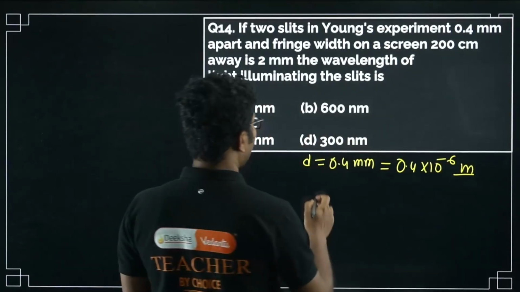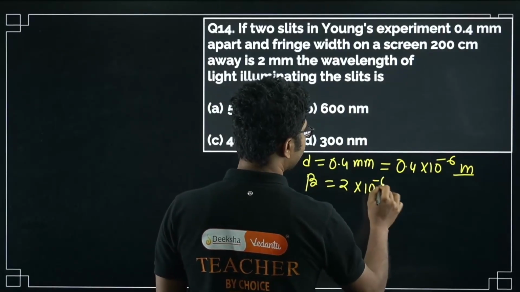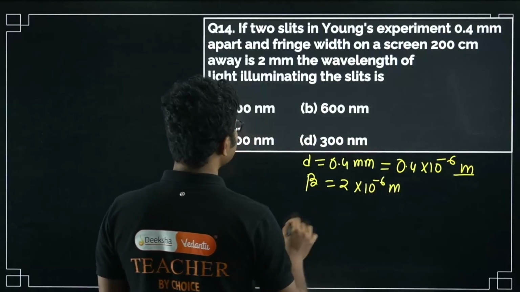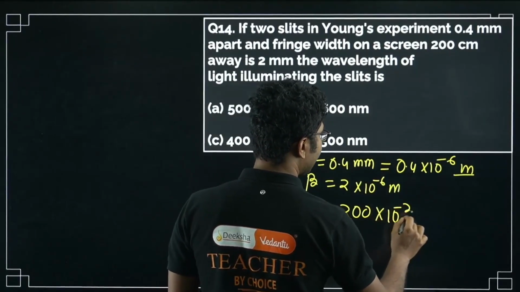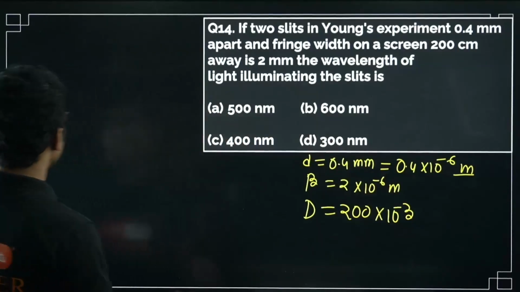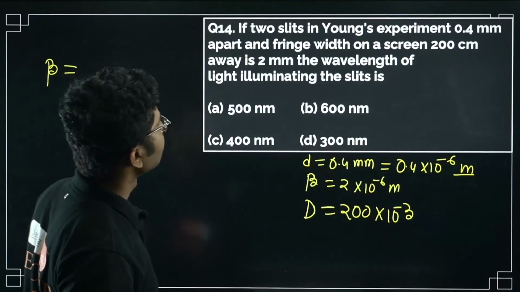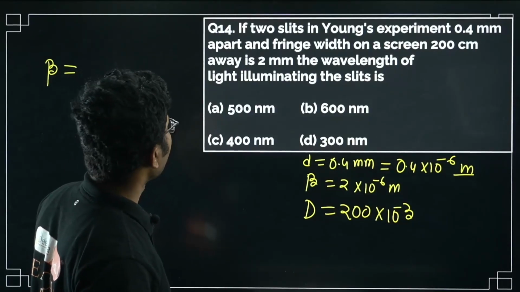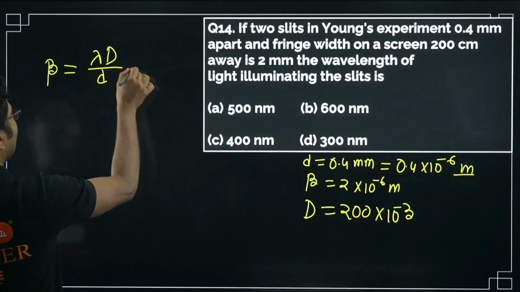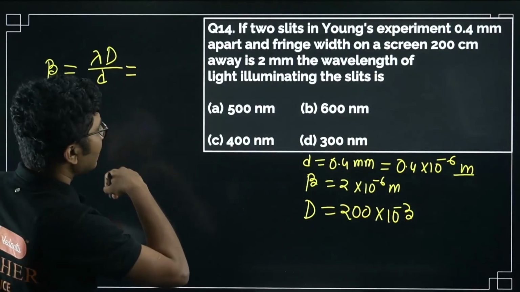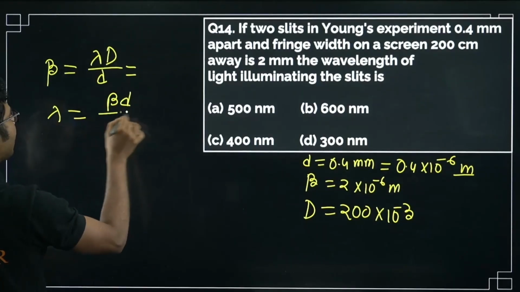Fringe width is 2 millimeter, again 2 into 10 to the power of minus 6 meters, and distance is 200 centimeter, that is 2 into 10 to the power of minus 3 meters. Now we know that beta equals lambda D by d. Lambda we don't know, so lambda equals beta into small d divided by capital D.